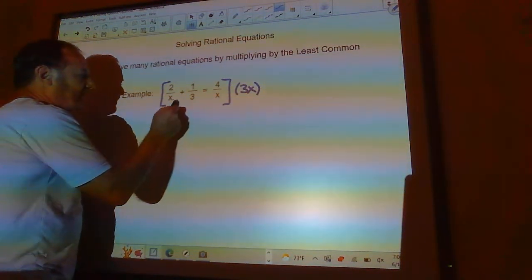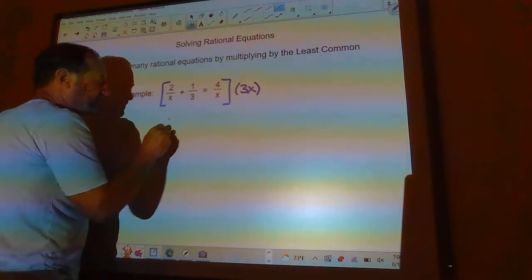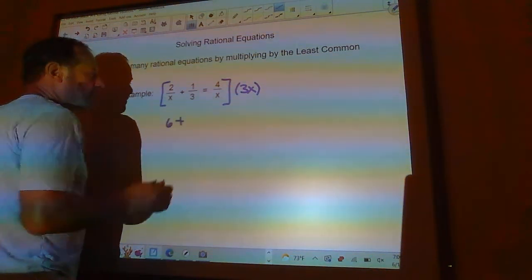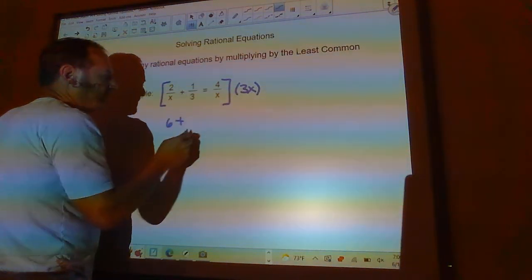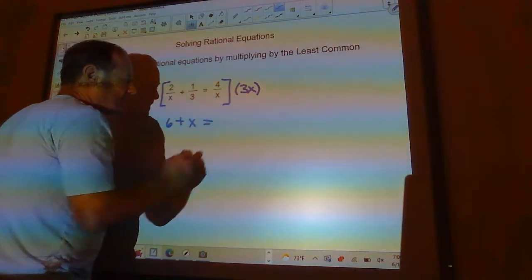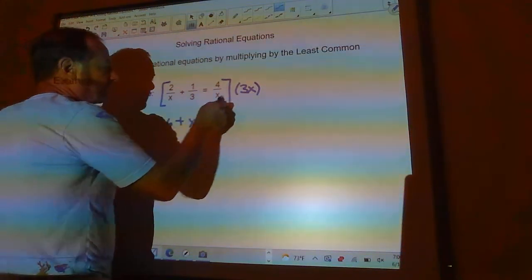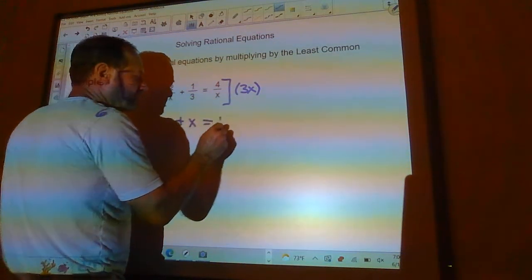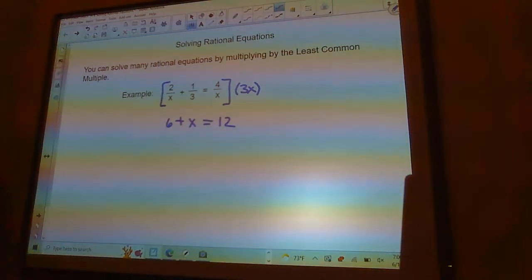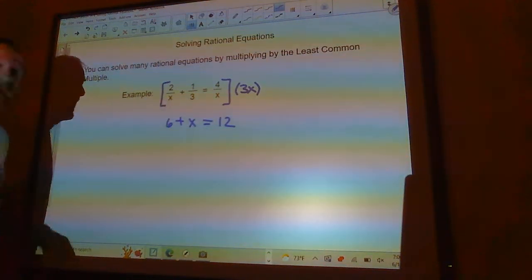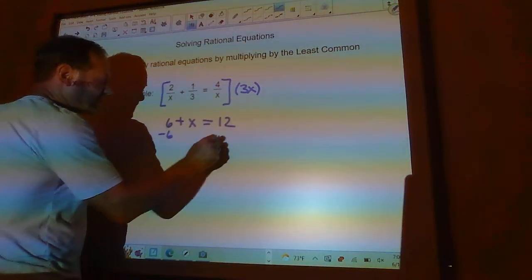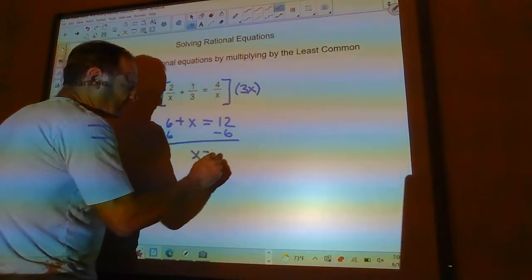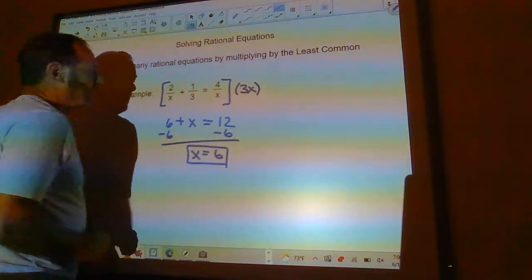My x is going to cancel this x, and I'm just going to have 3 times 2, so that's going to be 6, plus 3. The 3 is going to cancel with that 3 and leave me with 1 times x, which is x. And then here, the x is going to cancel that x and give me 4 times 3, which is 12. So now I have this problem. This is exactly the same problem as that. And now I can just solve this. Minus 6, x equals 6. And I'm good to go.